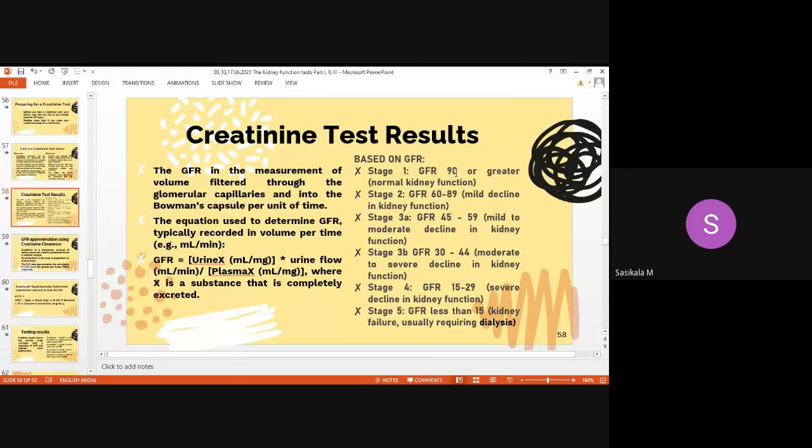If it decreases below 90, that is from 60 to 89, it represents mild decline in kidney function. Then 45 to 59, below 60, represents mild to moderate decline in kidney function. If below 45, 30 to 44, then moderate to severe decline in kidney function. 15 to 29, severe decline in kidney function, and GFR less than 15, kidney failure, usually requiring dialysis. So these are the indications of the various stages of how GFR is compared with the kidney function.